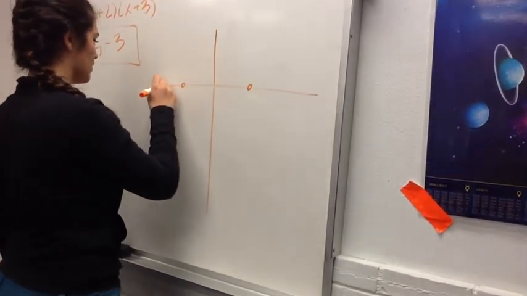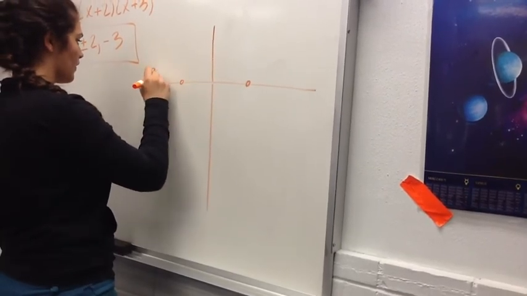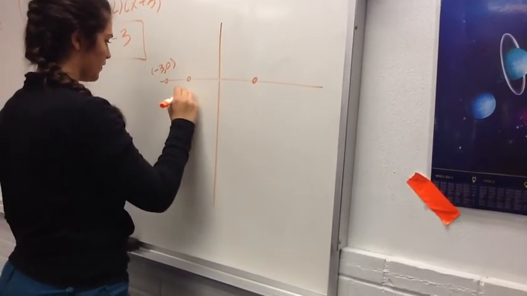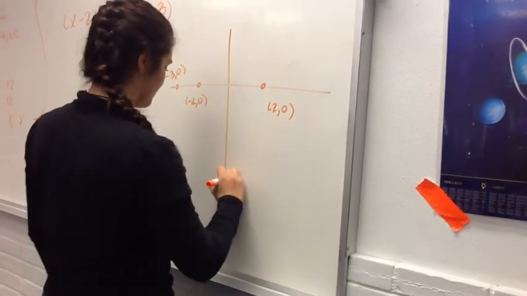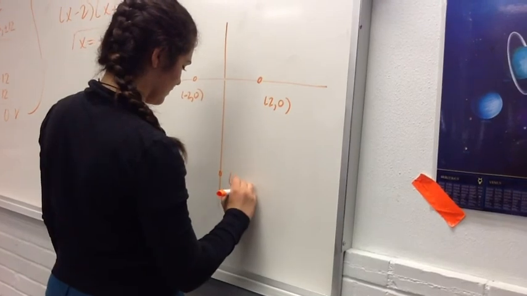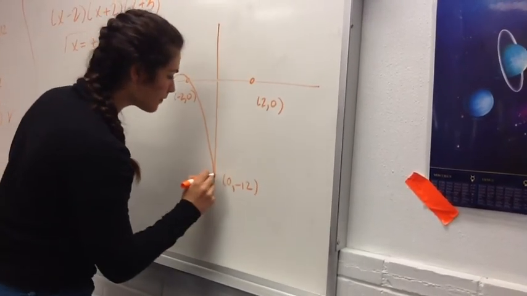We start off by plotting the points negative 3, negative 2, positive 2, and then on the y-axis negative 12, because if you look at the equation, negative 12 is obviously the y-intercept. And we connected the dots and got our graph.